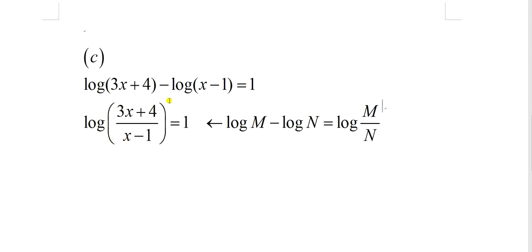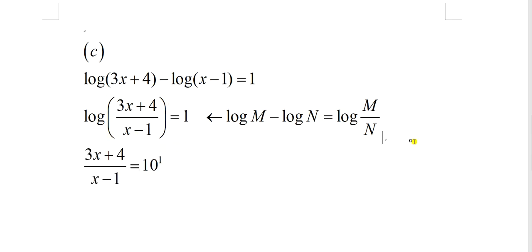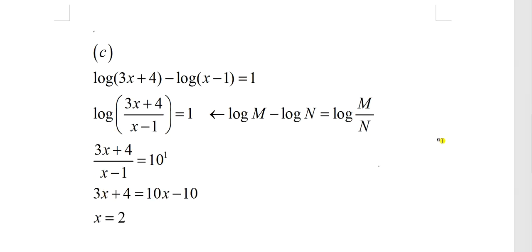Again, that's a very standard logarithm equation with the base 10. Therefore, we can transform it into exponential equation. That is 3x plus 4 over x minus 1 will equal 10. Because the base is 10 here. And then we can solve this equation to get the final answer. So you get x equals 2. Simple.